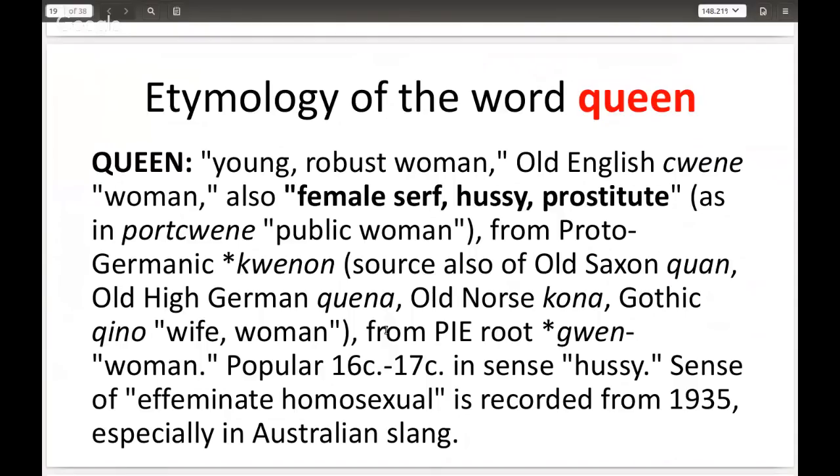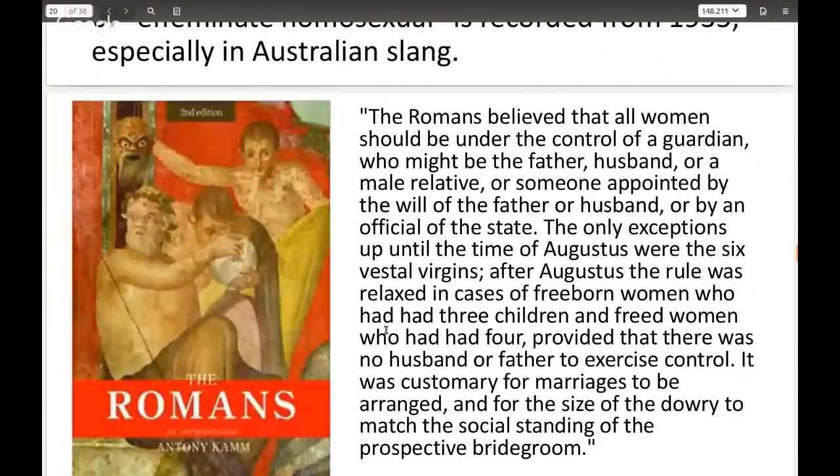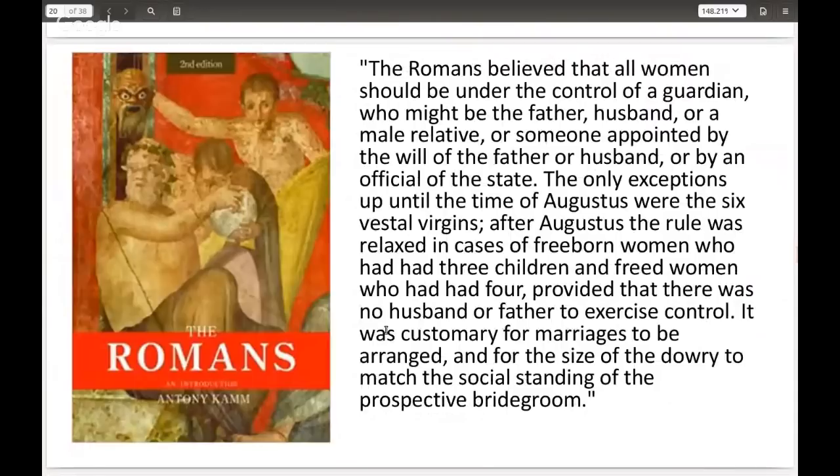And so I'm saying all of this to give an example of how linguistics helps us to understand history and sociology and cultural anthropology. So when we look into the Indo-European culture in general, we notice that their women are not valued as high as in certain other cultures around the world.